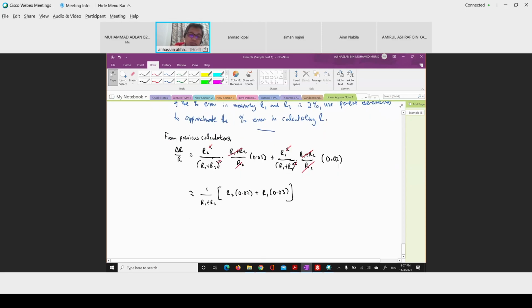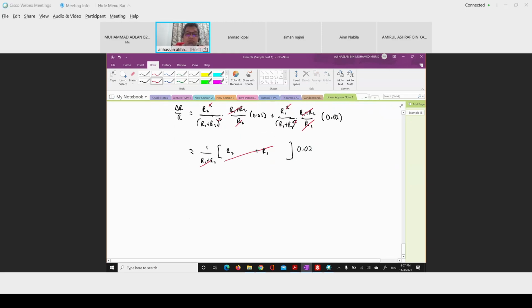Okay, so I can factor out 0.02. So you see, now R1 plus R2 cancel out, right? They cancel out. So the answer is 0.02 here. So the percentage error in this case is 2%. That is the answer.